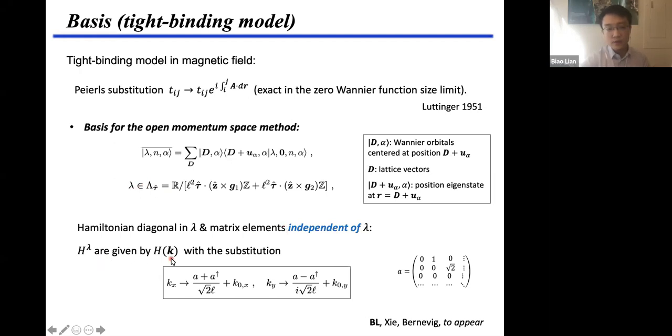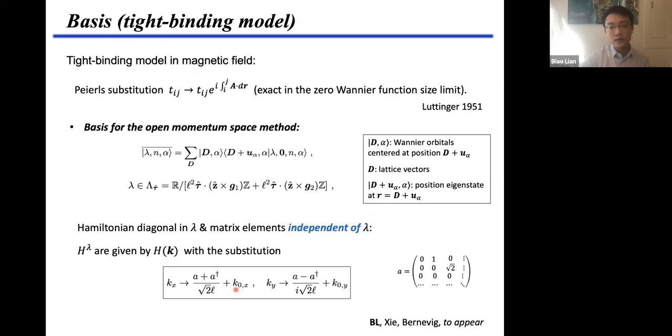And the matrix elements are given by just replacing this H_k, the momentum space Hamiltonian, by the substitution of the quasi-momentum into these A's. And one could choose any k naught, which does not quite affect the spectrum at large magnetic field.